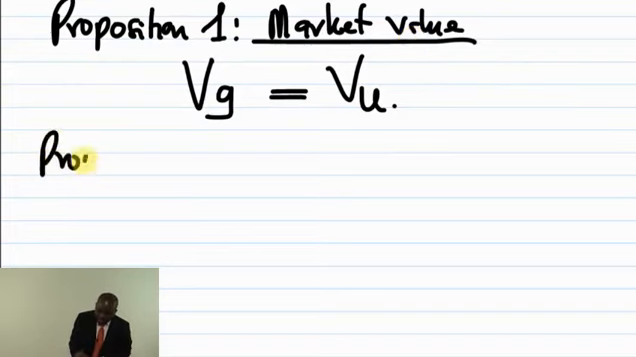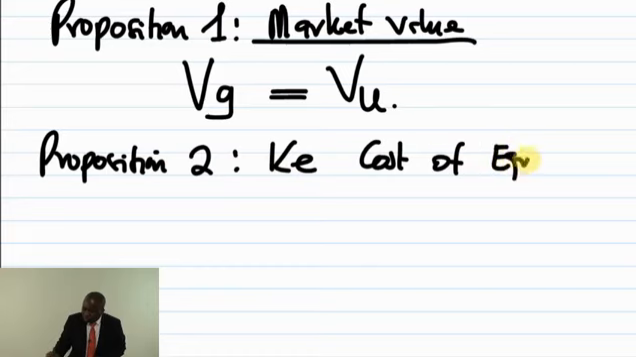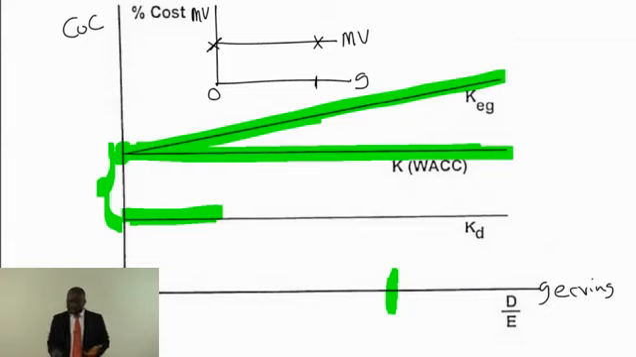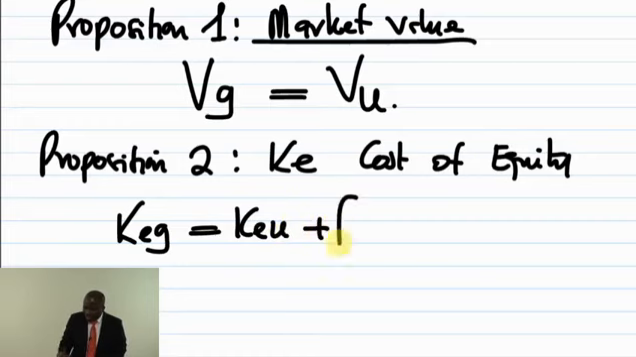The next one is proposition 2, which deals with cost of equity. It deals with cost of equity. And Miller and Modigliani is telling you, if you look at the graph, cost of equity of ungeared is not the same as cost of equity of geared because of the risk premium to compensate for the financial risk. So they're saying that your cost of equity of the geared is equal to cost of equity of ungeared plus the risk premium, which is calculated as this.